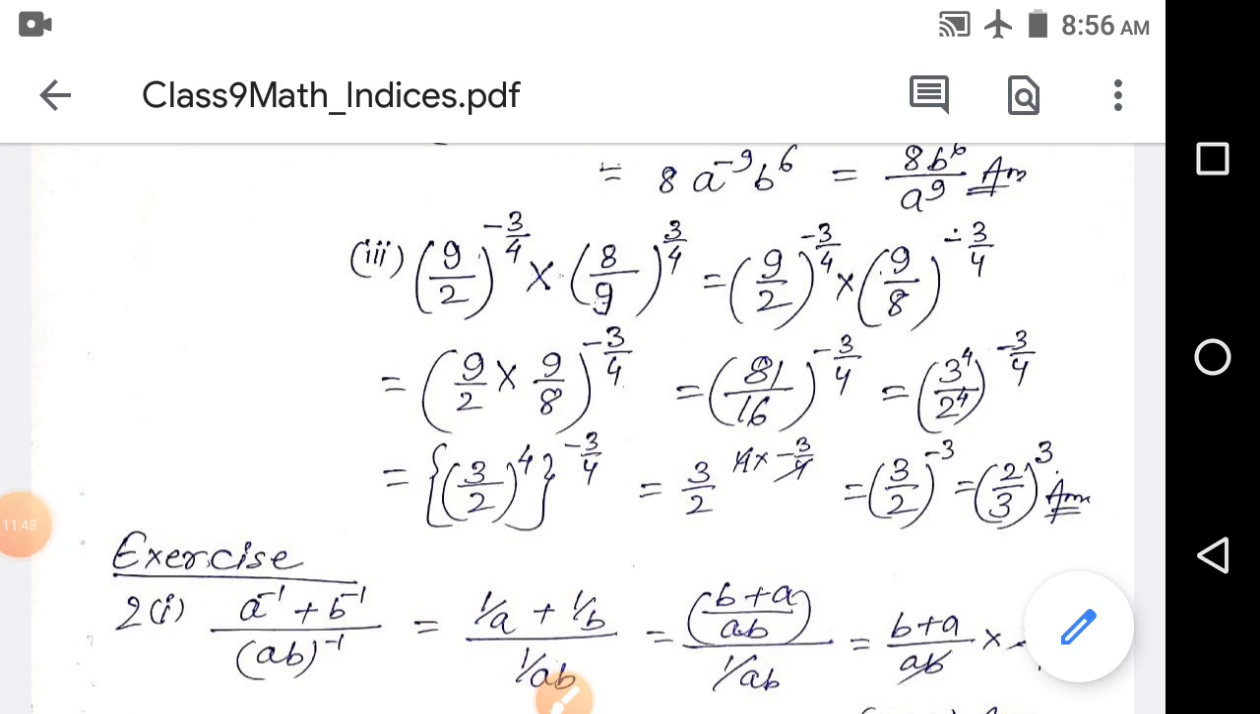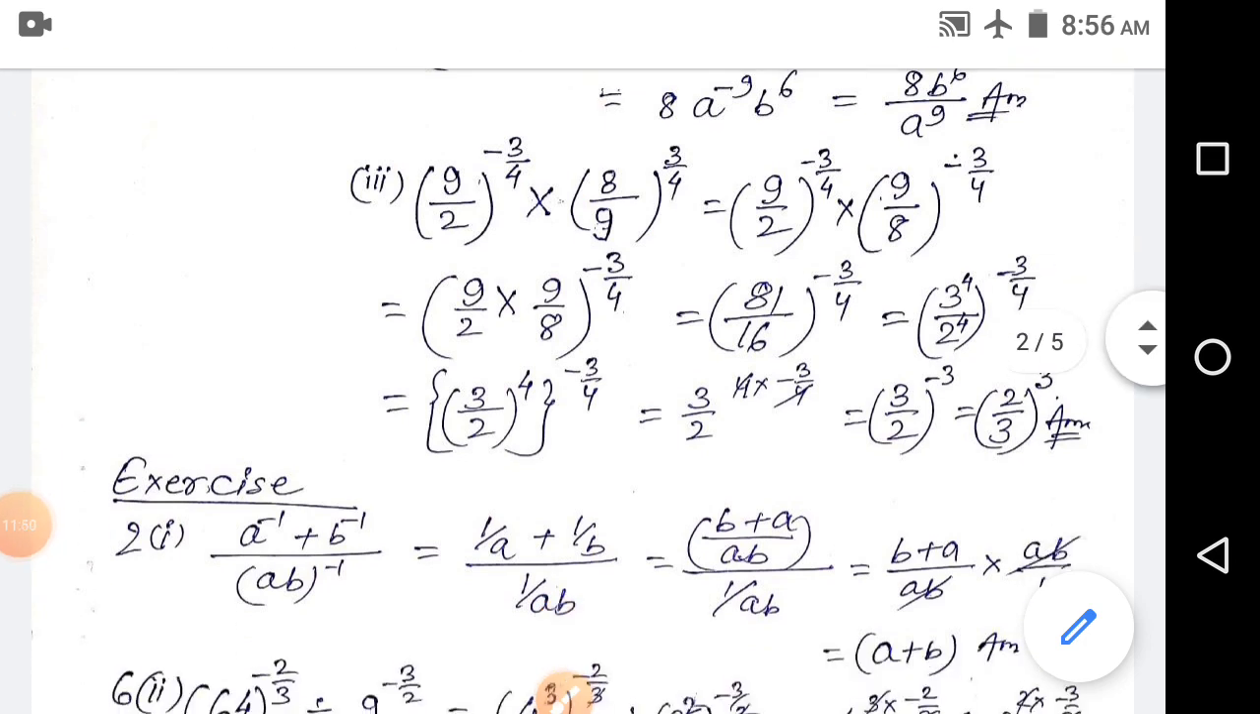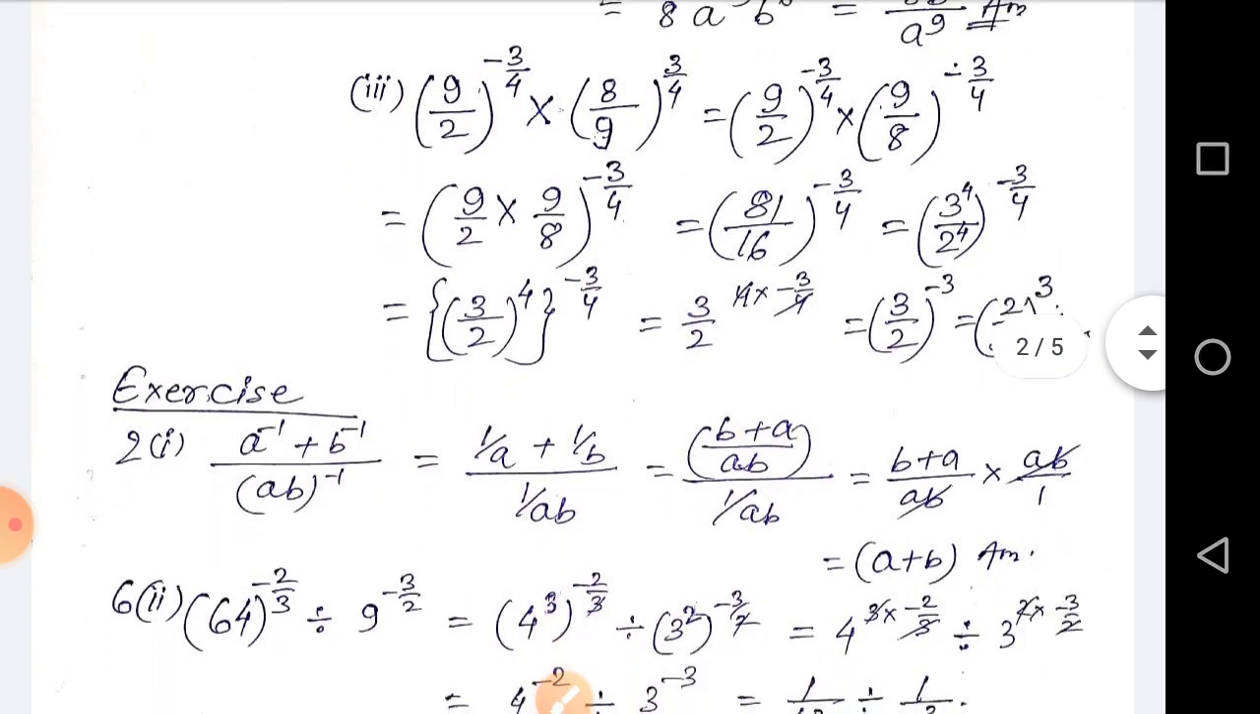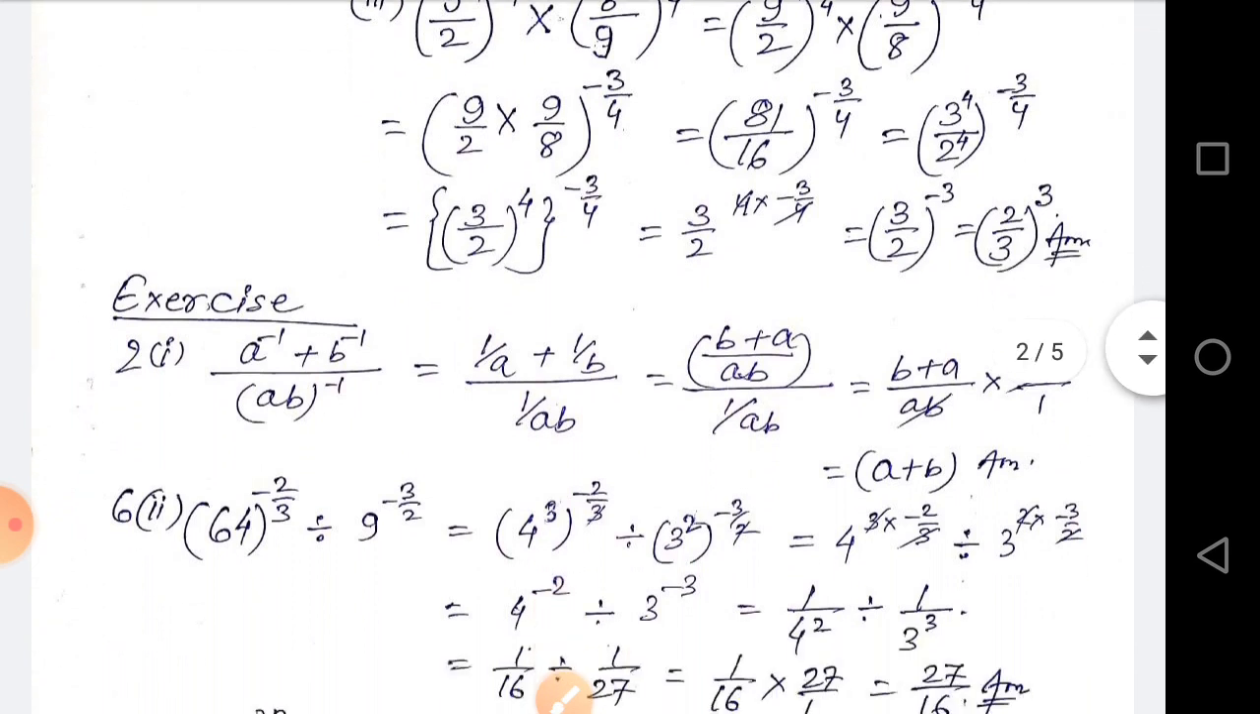Let's start to solve the exercise part. We have the first question. It is solved. First question is solved. You can start with question number 2, because previous examples are taken. By taking help from those examples, you can solve.